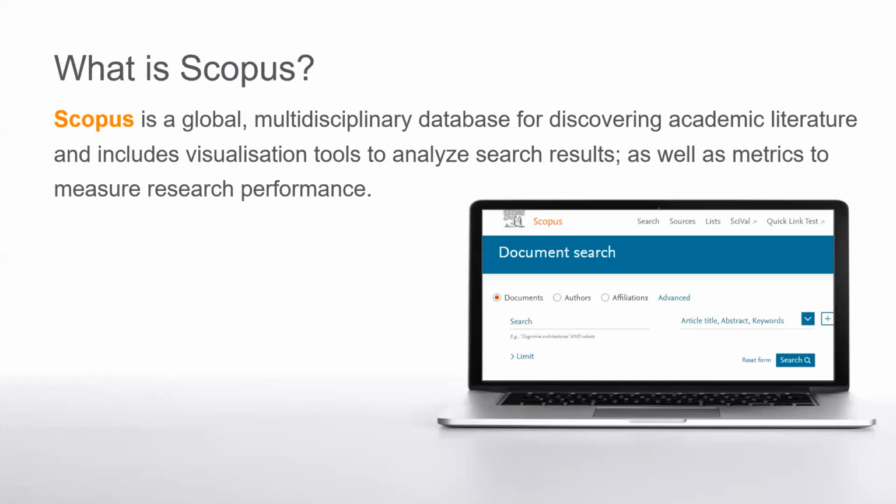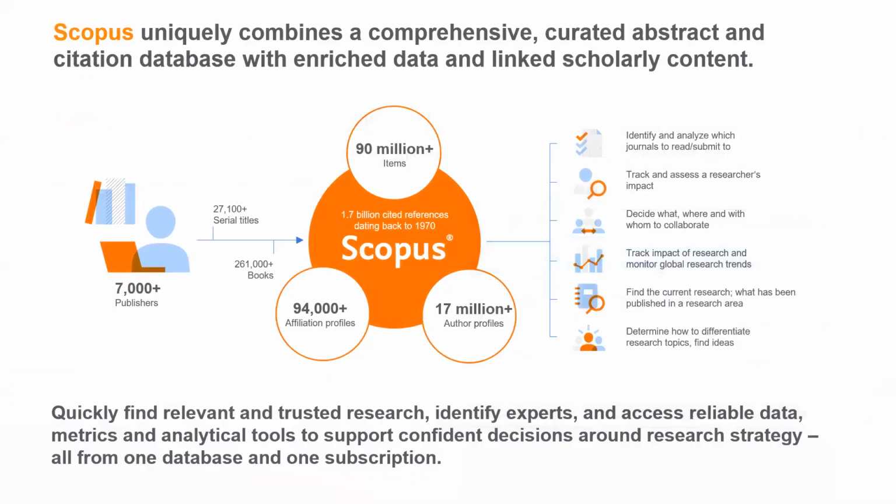A recap on what is Scopus. It is a global multidisciplinary database for discovering academic literature. It also has visualization tools to analyze search results, as well as metrics to measure research performance. And you will see in the next slide that it is source agnostic. So we cover the journals of more than 7,000 publishers. Overall, Scopus contains about 90 million documents, and these documents are in just over 27,000 active journals.